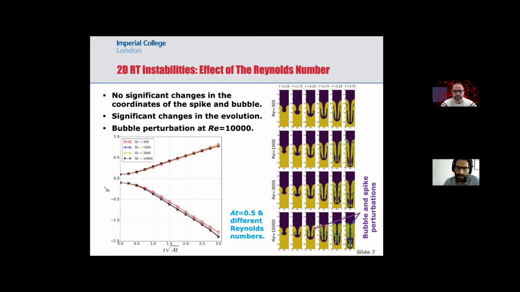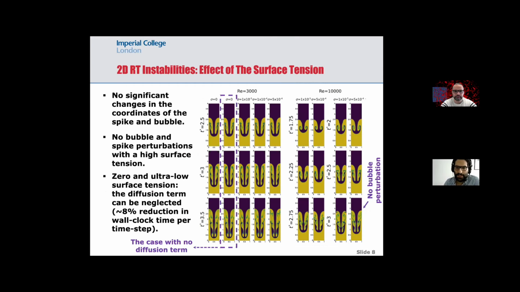After the Reynolds number, we study the effect of the surface tension. So we pick two Reynolds number values. We increase for the 3,000 Reynolds number. We have the cases with the surface tension equal to 0. This specific case, which is highlighted by this dashed box, is a case that doesn't have a surface tension, but we remove the diffusion term of the phase function.